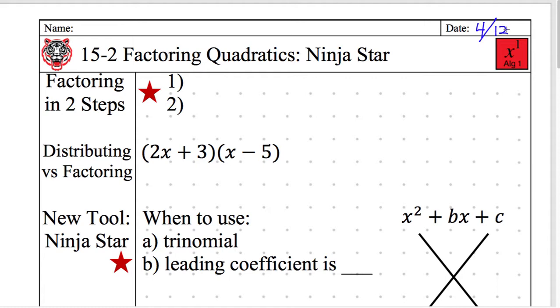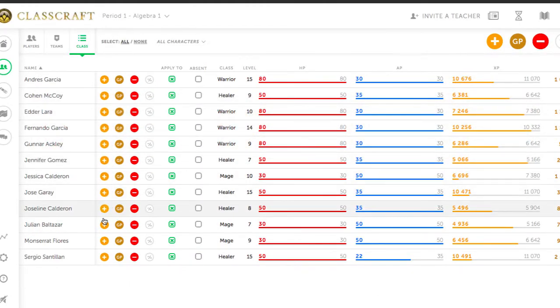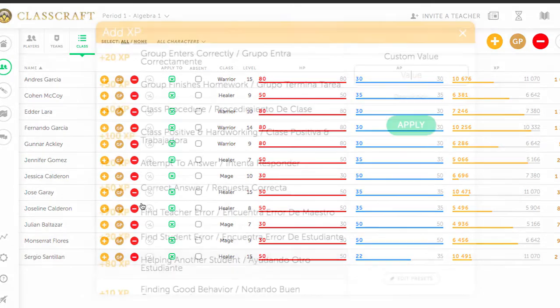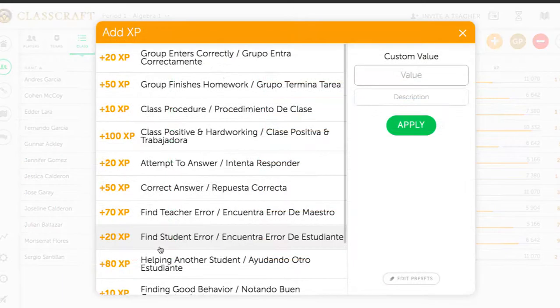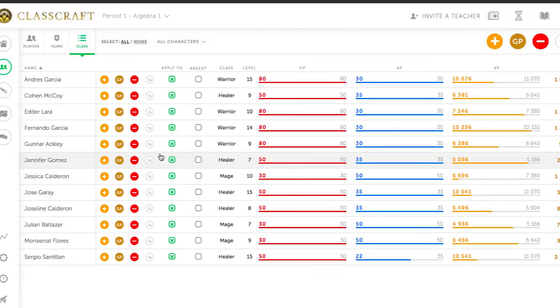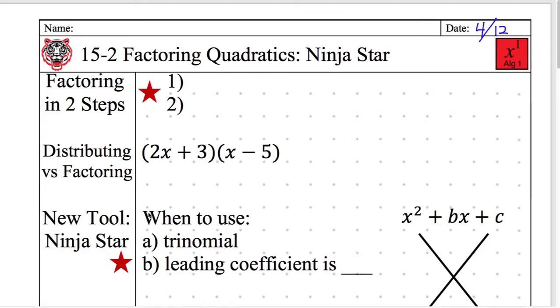And I forgot to pass out cards. Who can help me pass out the cards real quick? Sergio is closest to me, and I'm lazy. Sure. Sergio, he's helping out. Also, people that have been catching my date. I think Jose caught it one day, and Gunnar caught it the other day. All right, so now I'm caught up on giving out XP.